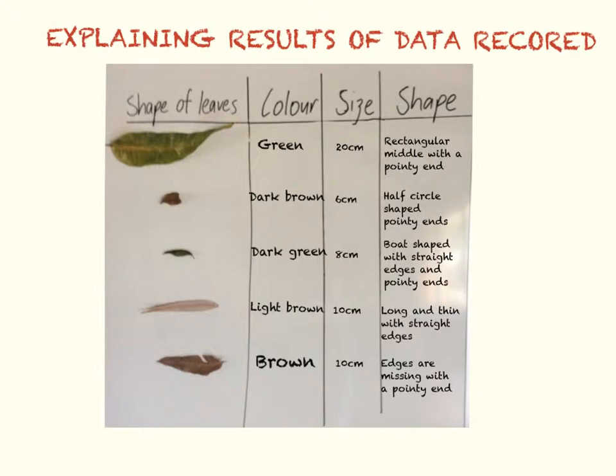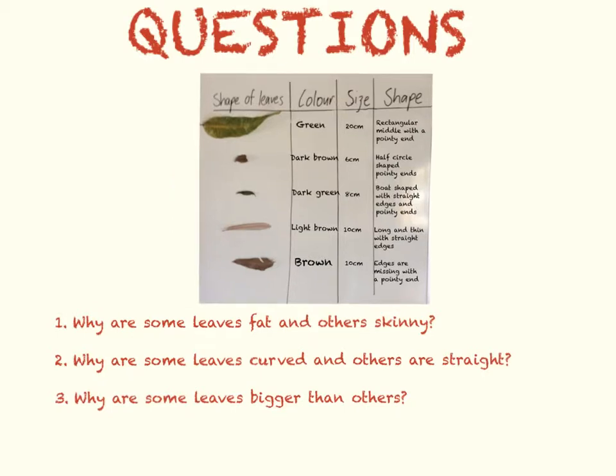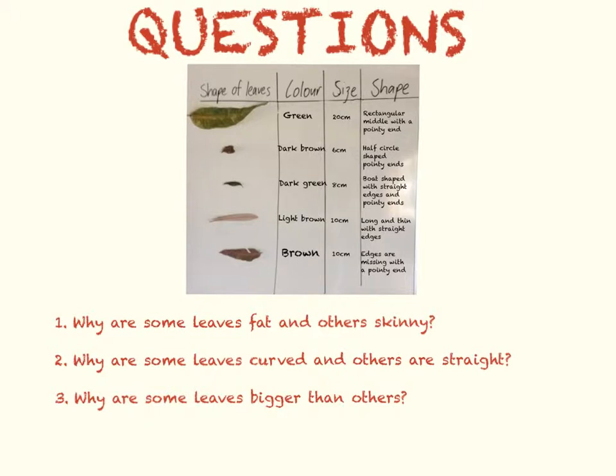Okay, the next thing we need to do is I'm going to ask some questions and we're going to see if we can answer those questions together. Let's go and do it. On the screen here, we can see that there are 3 different questions. Now, these questions are all to do with the data that we collected all about shapes of leaves found in the year 2 and 3 eating area.